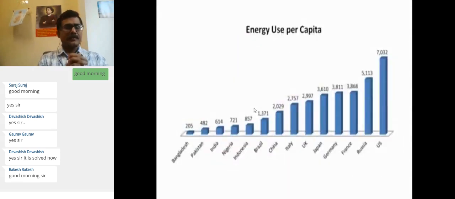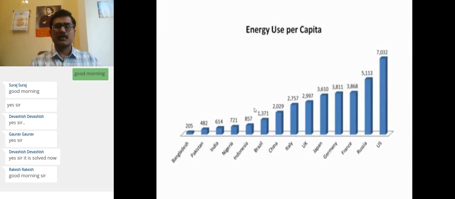This is another trend. Possibly we'll discuss this particular graph and maybe one more graph, and then we can stop for today's lecture, as we are running out of time. Slightly less than 10 minutes are left with us.